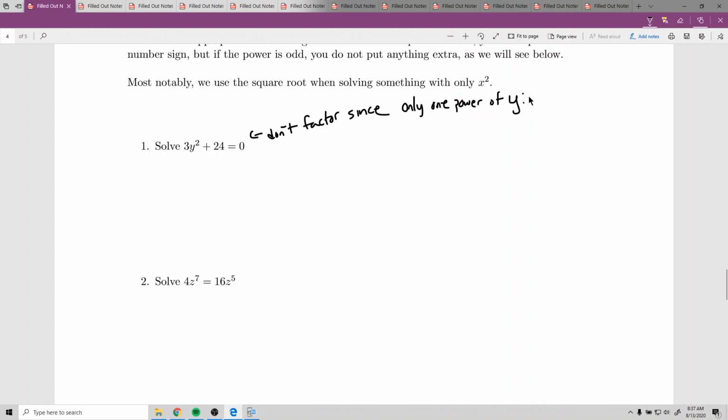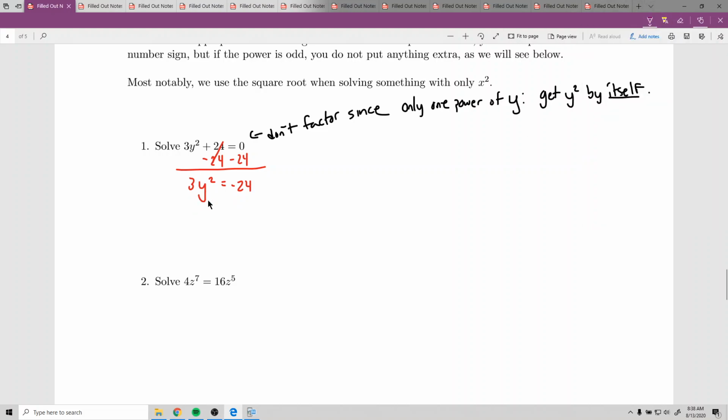What we want to do instead is isolate or get the y squared by itself. Just like if we had just y here, we would get y by itself. So we want to get y squared by itself first. And we subtract the 24 to each side. We got 3y squared equals negative 24.